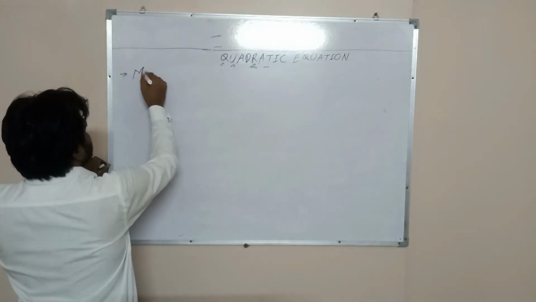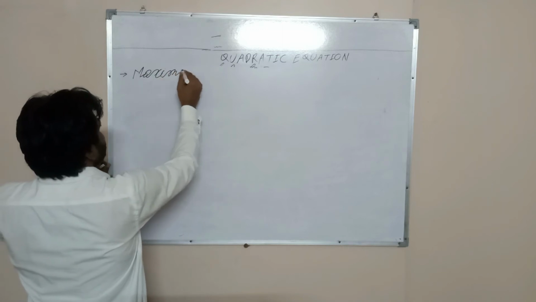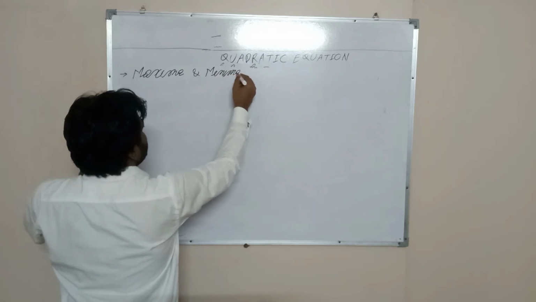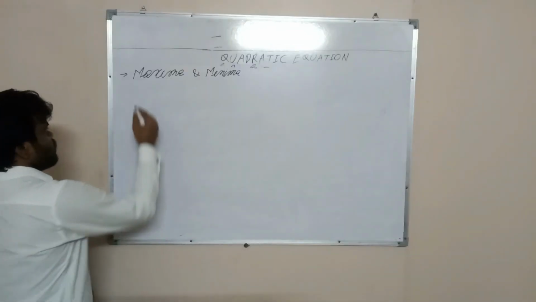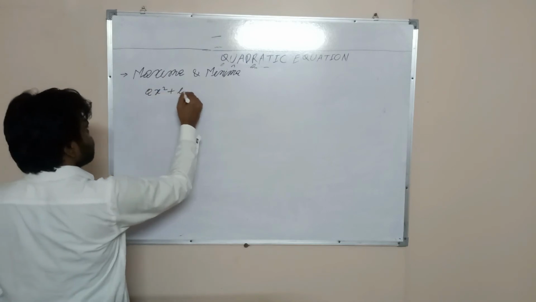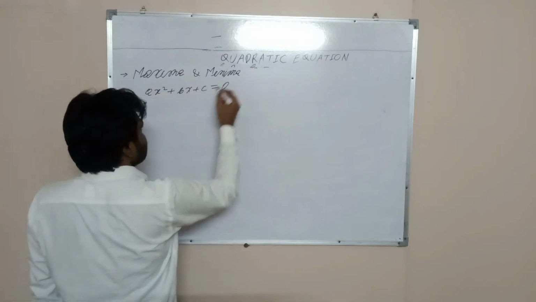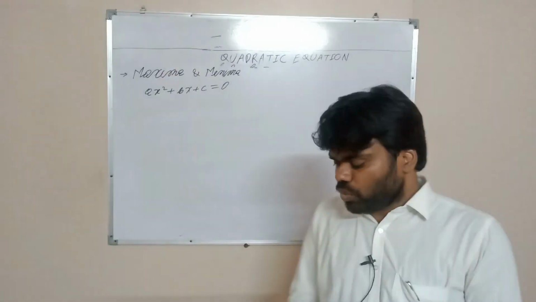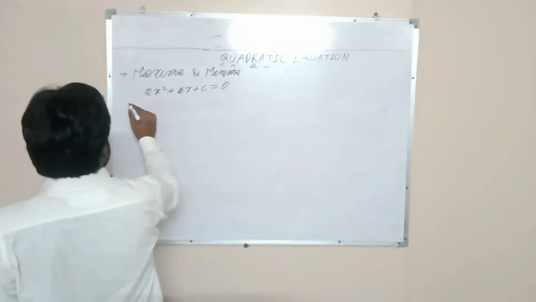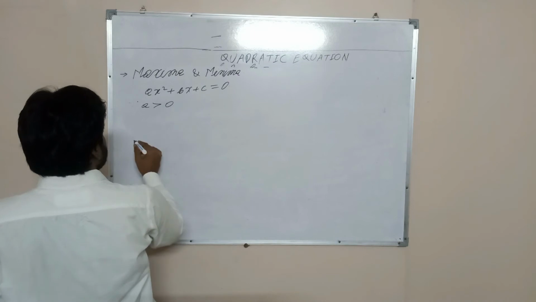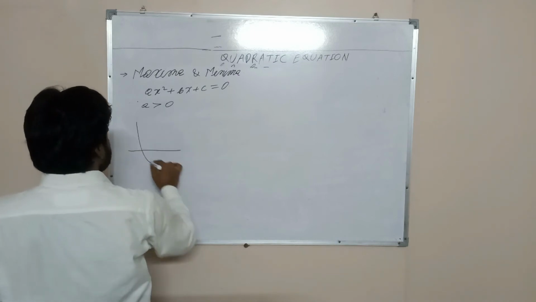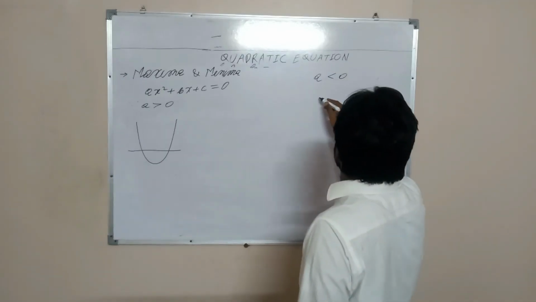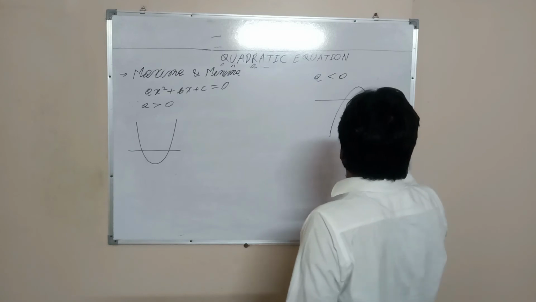The next topic is maxima and minima. Suppose we are given ax square plus bx plus c is equal to 0, and we are asked to find the maximum and minimum value of this equation. As we all know, if a is greater than 0, the graph will be something like this. If a is smaller than 0, the graph will go something like this.